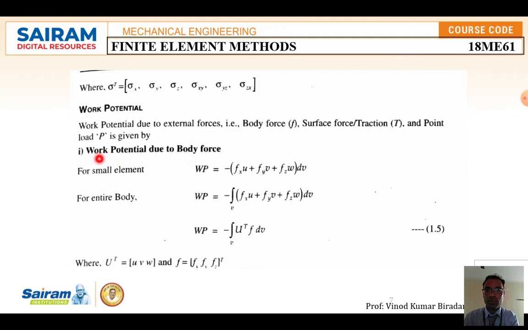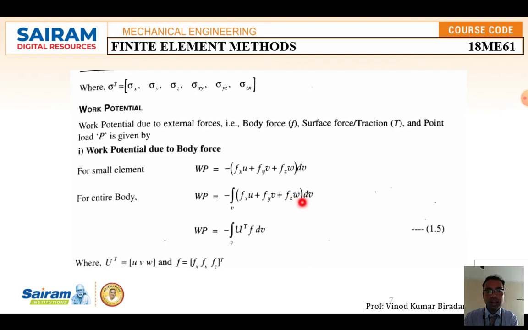First case: work potential due to body force. For a small element, as I already told, work done by the system is considered with a negative sign. So it is minus of f of x u plus f of y v plus f of z w into dV. This is the work element along the x, y, z directions, f of x, f of y, f of z. For the entire body we take the integration. Work potential is equal to minus the integral from 0 to V of f of x u plus f of y v plus f of z w into dV.